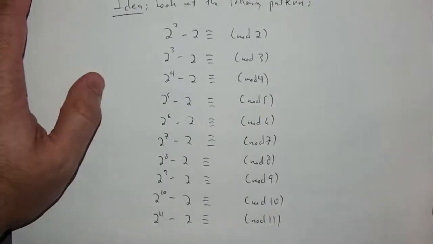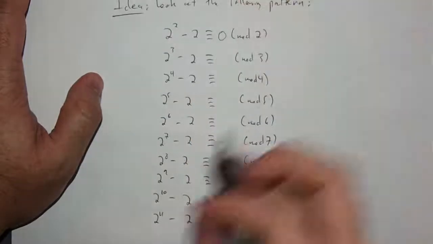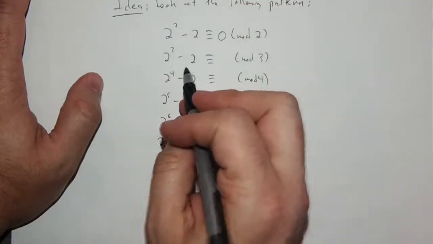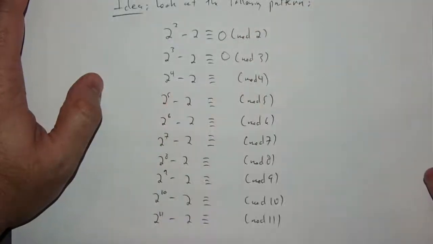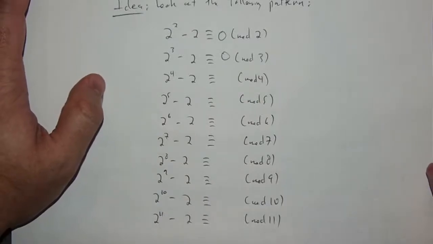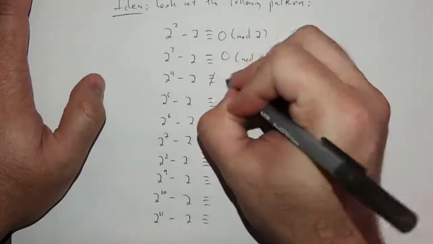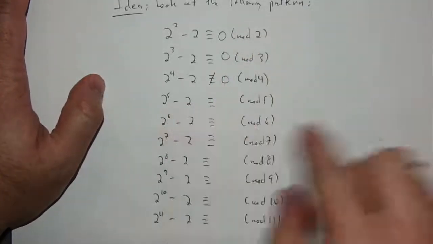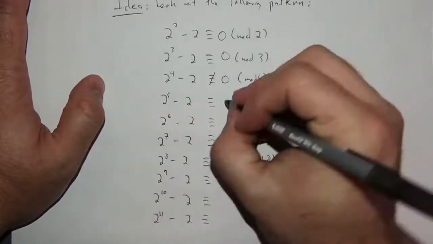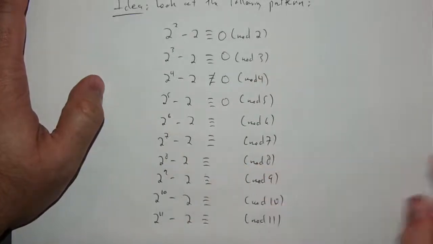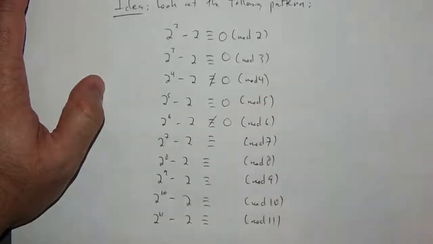So, well, what do we notice? We can actually quickly compute some of these things. This is 4 minus 2, that's 2, which is 0 mod 2. This is 8 minus 2, so that's 6 mod 3, since it's divisible by 3, that's 0. 2 to the 4 minus 2 is 16 minus 2, so that's 14. Mod 4, that's not congruent to 0. So I could say what it's congruent to, I'm just going to say it's not congruent to 0. 2 to the 5th minus 2, this is 32 minus 2, so that's 30. That's congruent to 0 mod 5. 2 to the 6 minus 2, this is 64 minus 2, so 62. Mod 6, it's definitely not congruent to 0.